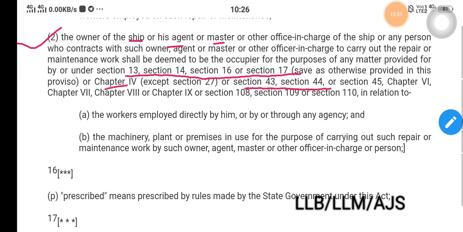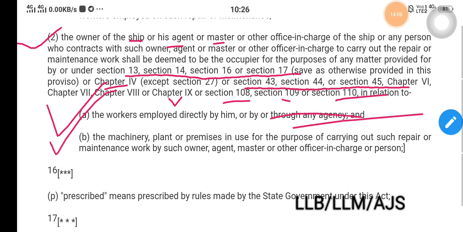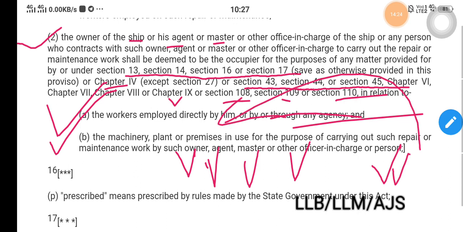44, 45, then chapters 6, 7, 8, 9 or sections 108, 109, 110 in relation to A, the workers employed directly by him or by or through any agency, and B, the machinery, plant or premises in use for the purpose of carrying out such repair or maintenance work by such owner, agent, master or other officer in charge. So that means this owner, agent, master or other officer in charge or any other person who has relations with them shall be deemed to be the occupier.